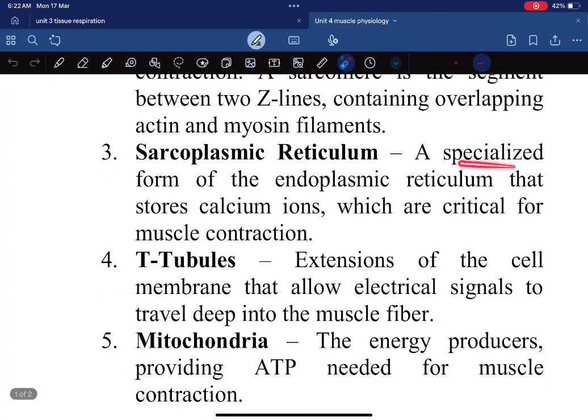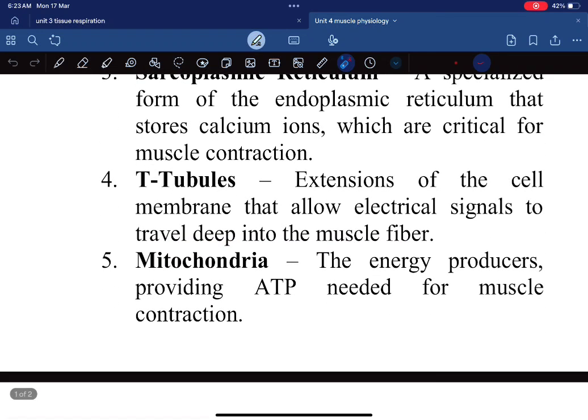Third, sarcoplasmic reticulum, a specialized form of the endoplasmic reticulum that stores calcium ions, which are critical for muscle contractions. Fourth, T-tubules, extensions of the cell's membrane that allow electrical signals to travel deep into the muscle fiber. Fifth, mitochondria, the energy producers providing ATP needed for muscle contraction.